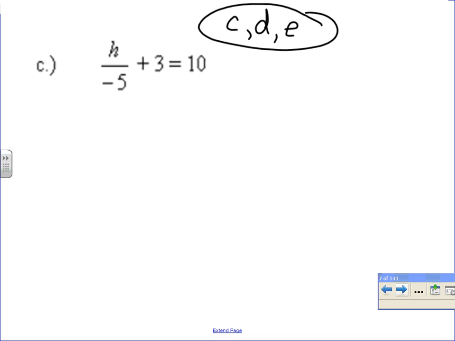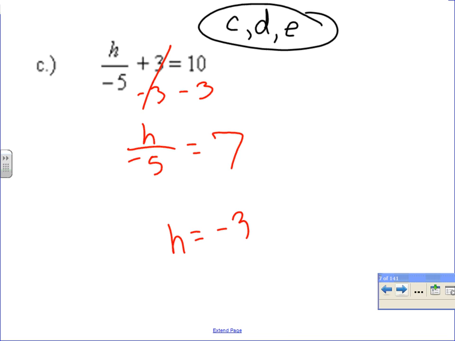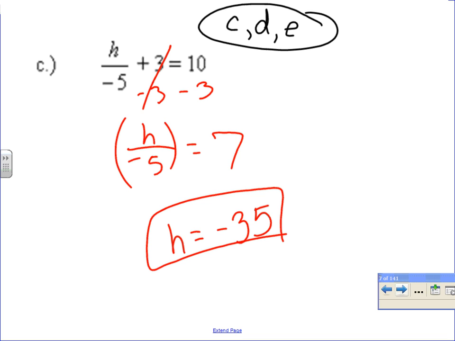All right, letter C. Matt, what's the first thing we should do on letter C? Good job. So we have H over -5 equals 7. Sean, what did you get for your answer for letter C? Good, because that next step is getting rid of the -5. You need to multiply both sides by it. So very good job. We get -35.